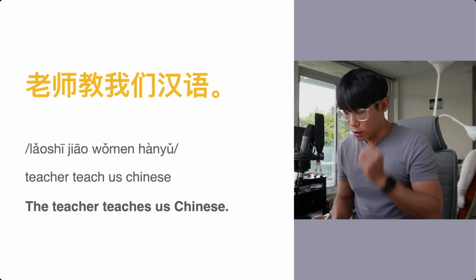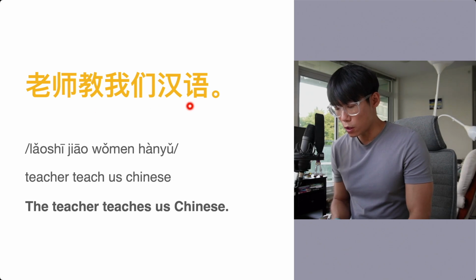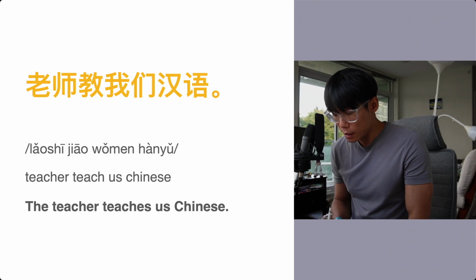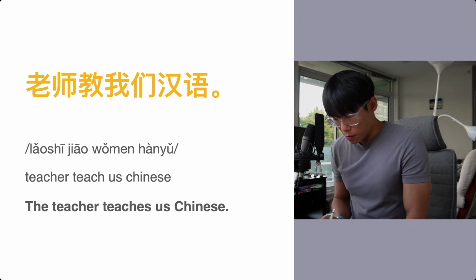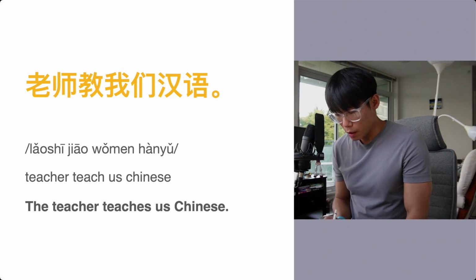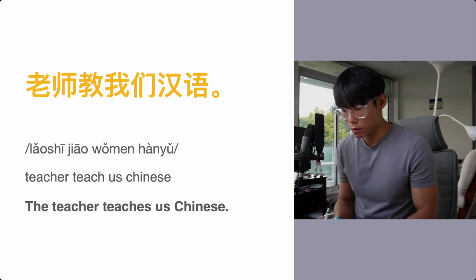All right, so let's take a look at 4 example sentences. 老师教我们汉语. That means the teacher is teaching us Chinese. So here in my slide, you can see the Chinese characters right here, and then you can see the pinyin right here in slashes. Slashes mean that this is a phonetic transcription, so this is how you're supposed to say it.